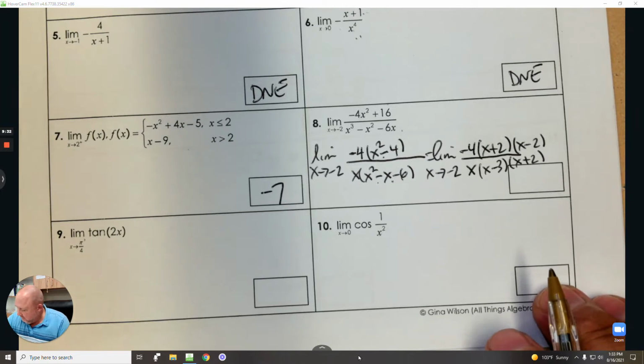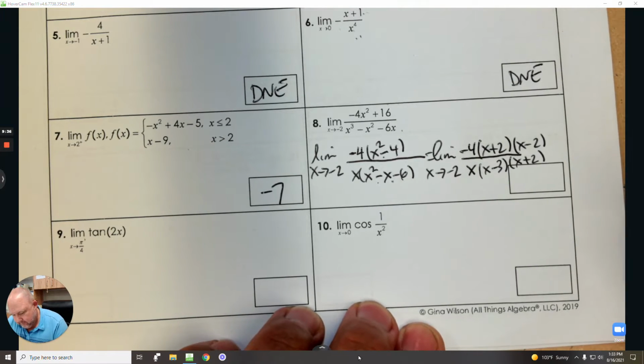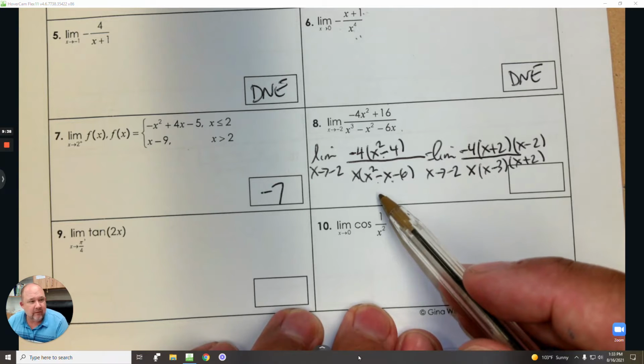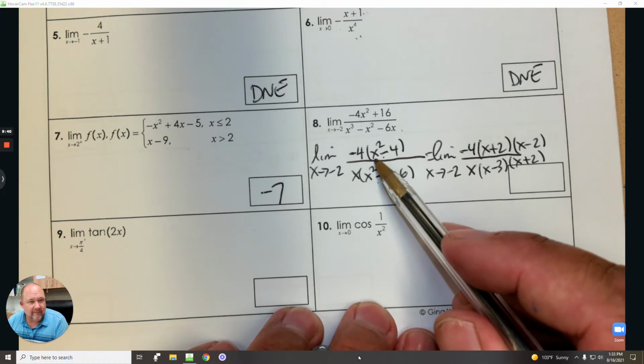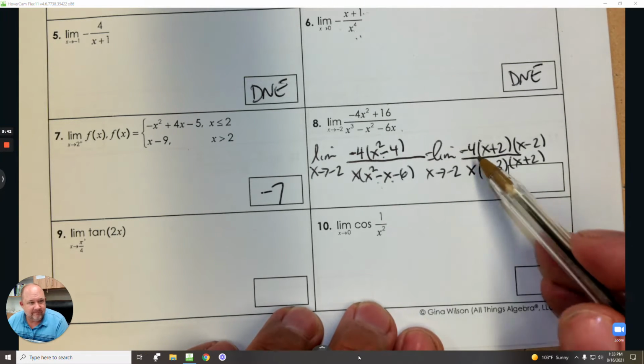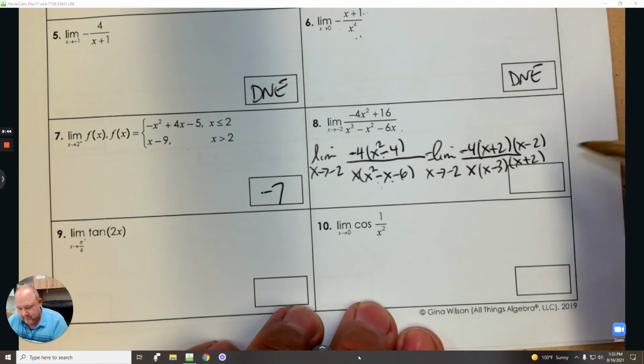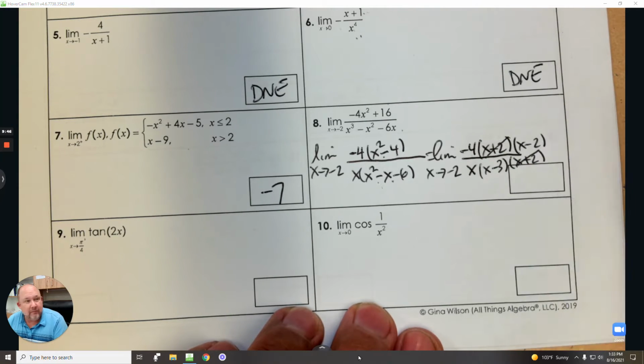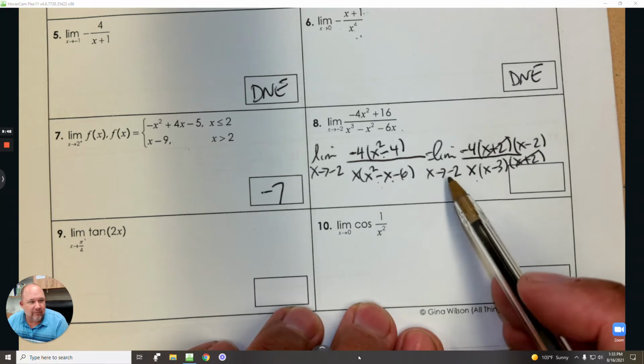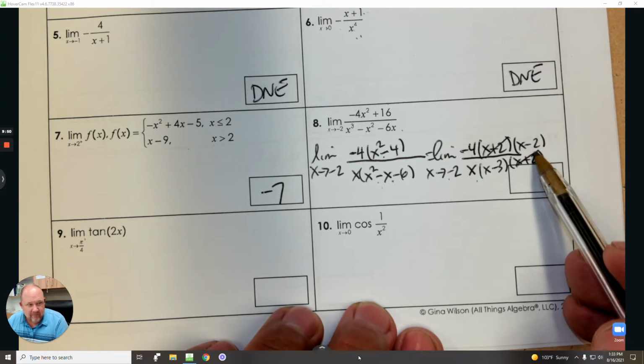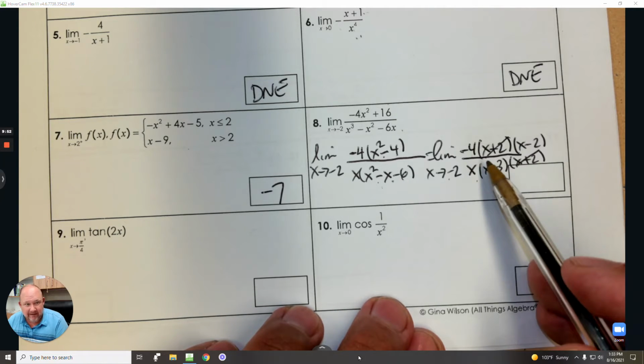Now, I want you to notice here, making sure I factored everything correctly, that x plus 2 is removable. Now, when I plug negative 2 into here, I can actually now evaluate the limit.